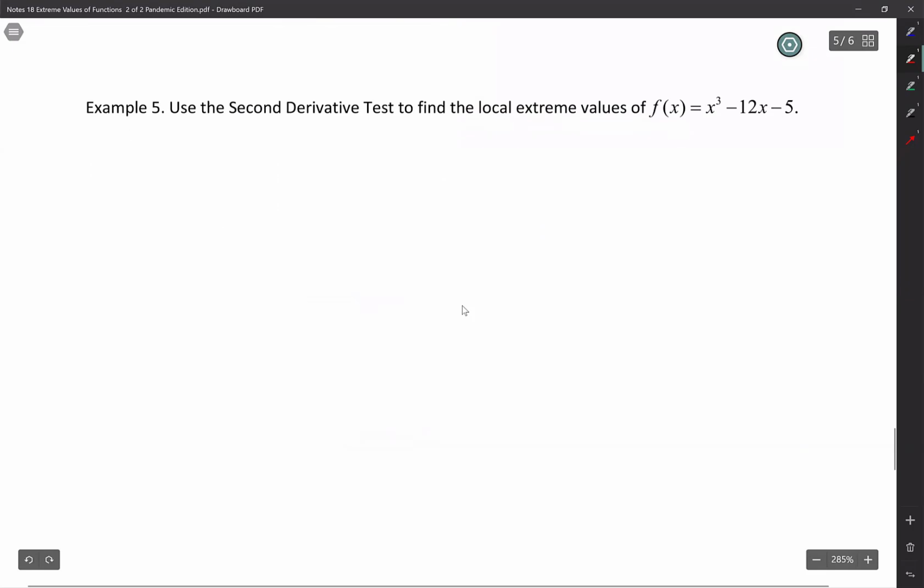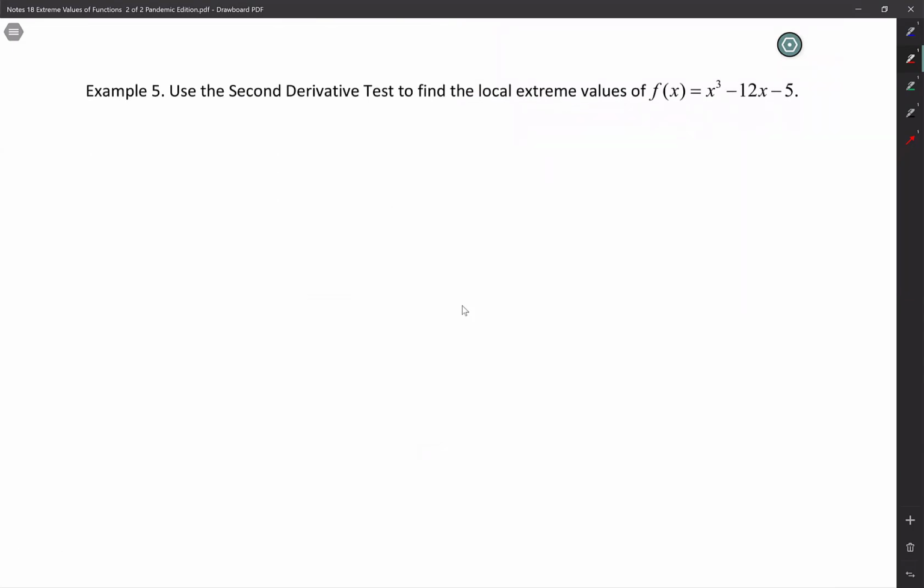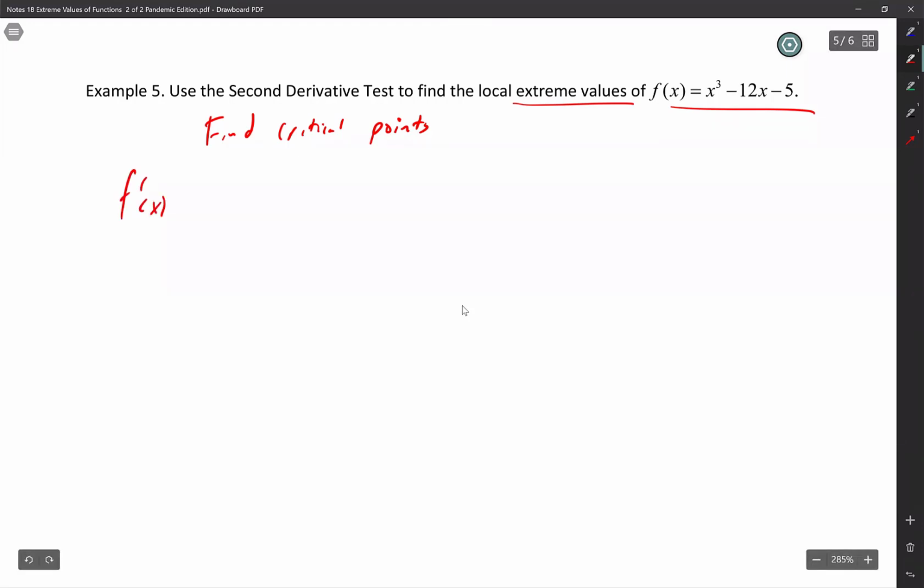Okay. So use the second derivative test to find the local extrema, extreme values of this function. The first thing we're going to do, guys, is find critical points. Since I have a polynomial, that means I'm going to have horizontal tangents on this one, especially if you have a third-degree polynomial. So here we go. Take a derivative: 3x squared minus 12. I'm going to set that equal to 0. I'm going to factor out a 3. So I get 2 points.